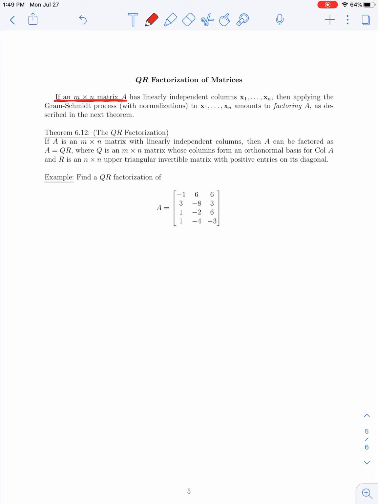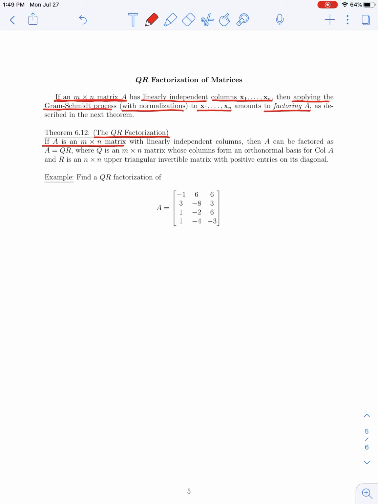Suppose that we have a matrix A, which is an m by n matrix, and its columns are linearly independent vectors x1 through xn. If we were to apply the Gram-Schmidt process, with possibly normalizations, to the vectors x1 through xn, which are the columns of our matrix A, then this would amount to factoring the matrix A, as we'll see in the next theorem.